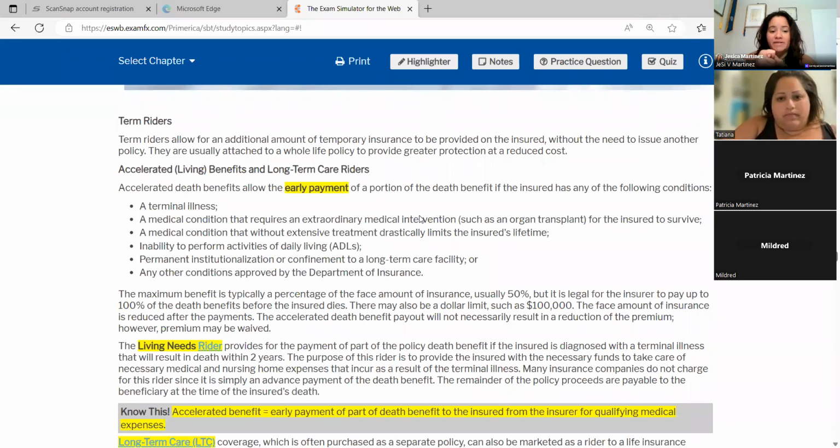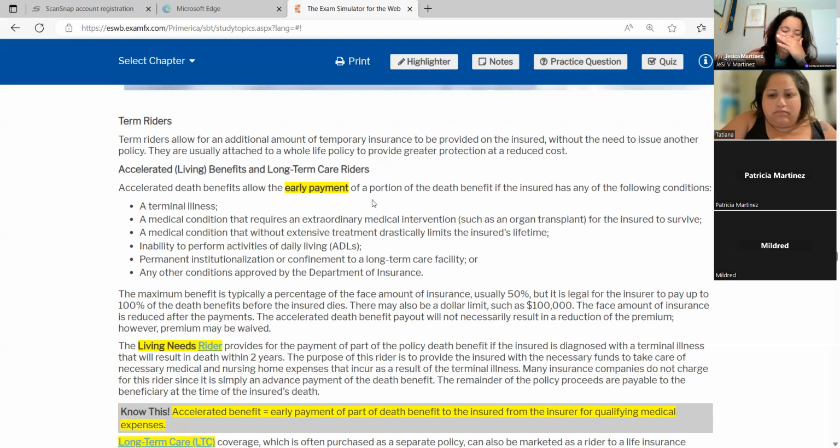So accelerated living benefits and long-term care riders allow the early payment of a portion of the death benefit if the insured has any of the following conditions: a terminal illness, medical conditions that require an extraordinary medical intervention, such as a transplant, a medical condition that without extensive treatment drastically limits the insured's lifetime, inability to perform activities of daily living, permanent institutionalization, whoa, that's a mouthful, or confinement to a long-term care facility, or any other conditions approved by the Department of Insurance. So our policies do have this.